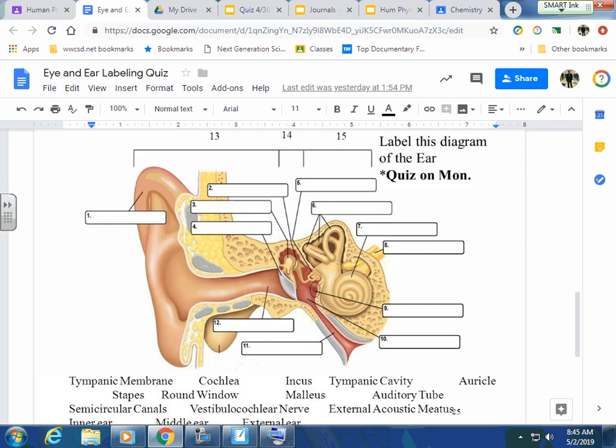All right, so the diagram that you have, this is a diagram you're going to see, and it's going to be matching just like this. It says label this diagram of the ear for the quiz on Monday. Your quiz is not on Monday. Your quiz is on a Friday. It says quiz on Monday because I stole it from the internet.